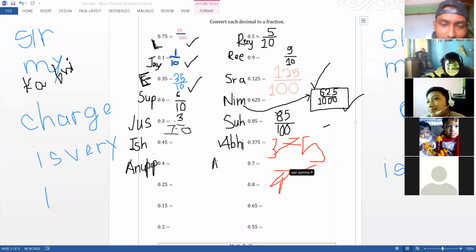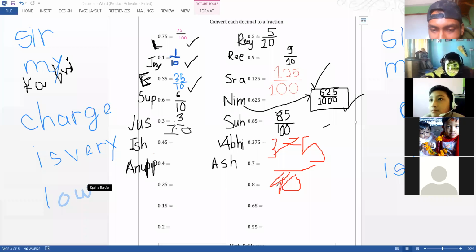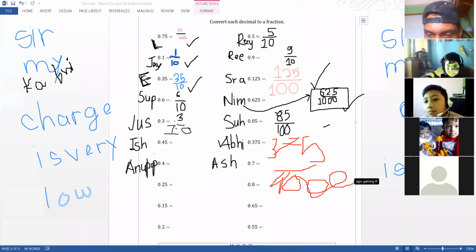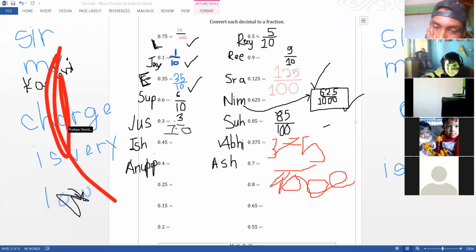Aslesha, I want you to try this. Aslesha, if you have confusion, ask. Abhinav, is this your one, Abhinav? Your one looks like 4. Oh my god, what happened to your zero?